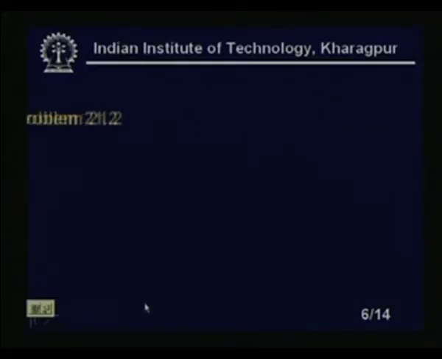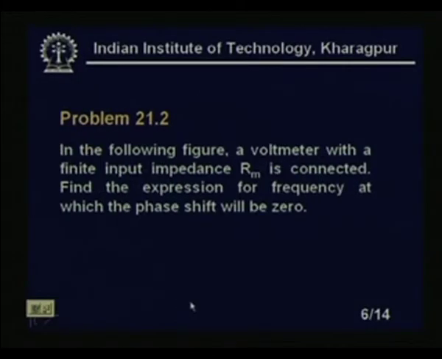So, now we will go to the problem 21.2, that is also an LVDT. So, let us look at that, right. Problem 21.2. In the following figure, a voltmeter with a finite input impedance Rm is connected. Find the expression for the frequency at which the phase shift will be 0. In many situations, this is a very good problem to know. The manufacturers also will give you some frequency, the manufacturer of the LVDT will give you the frequency where the phase shift will be 0, right.